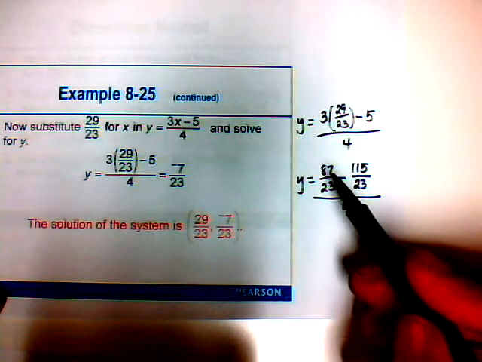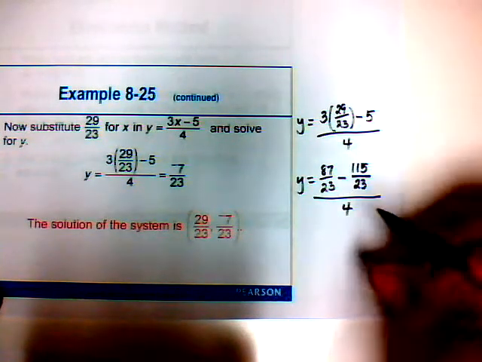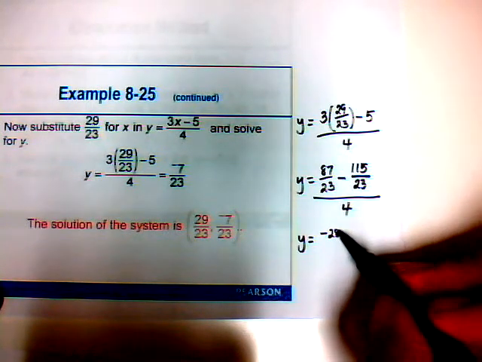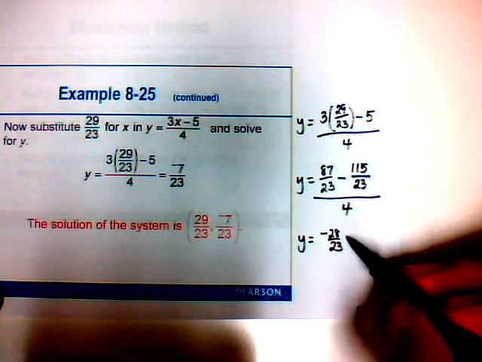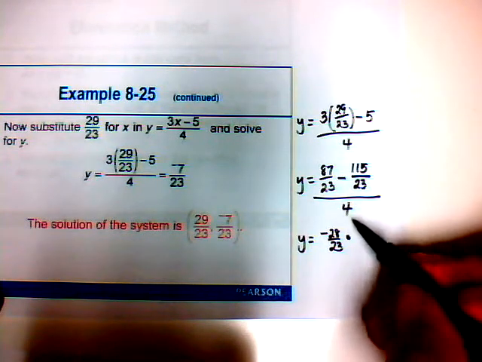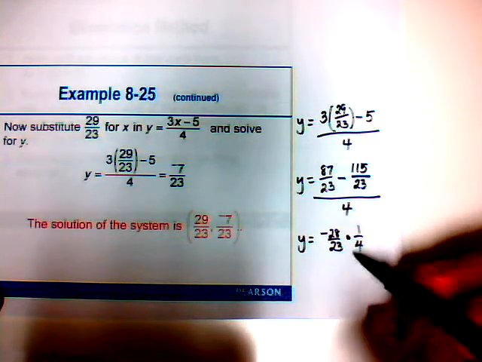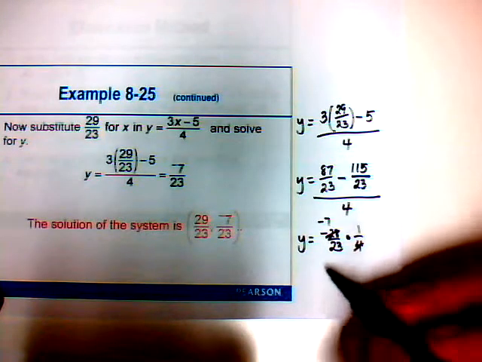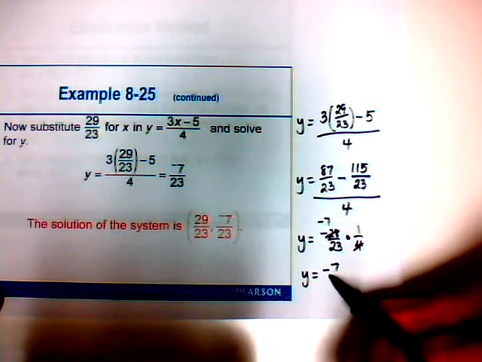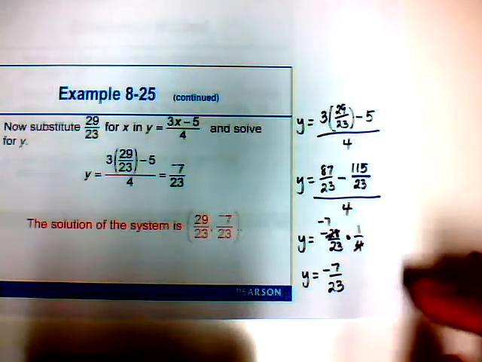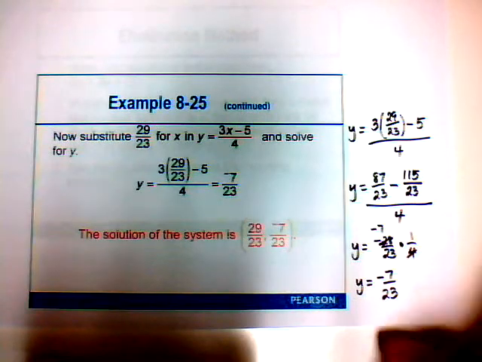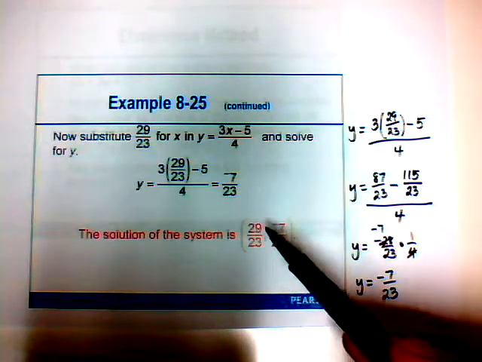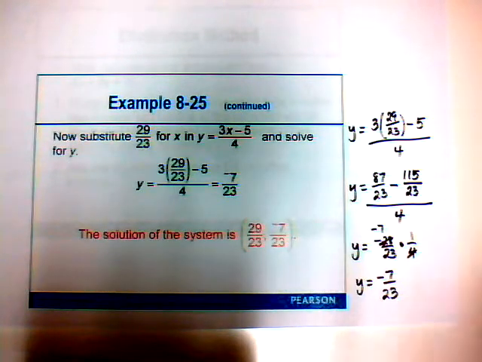And then subtract 87/23 minus 115/23. You're going to get negative 28/23. And then that's going to be multiplied by the reciprocal of 4 over 1, which is 1/4. And then 4 goes into negative 28 negative 7 times. So now this is going to be negative 7/23. Okay, so that's what y is equal to, negative 7 over 23. So the solution for that system will be 29/23 and negative 7/23.